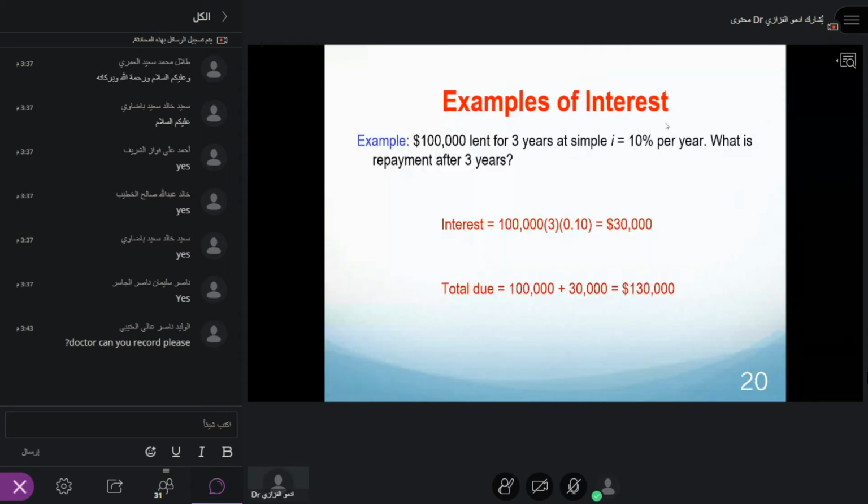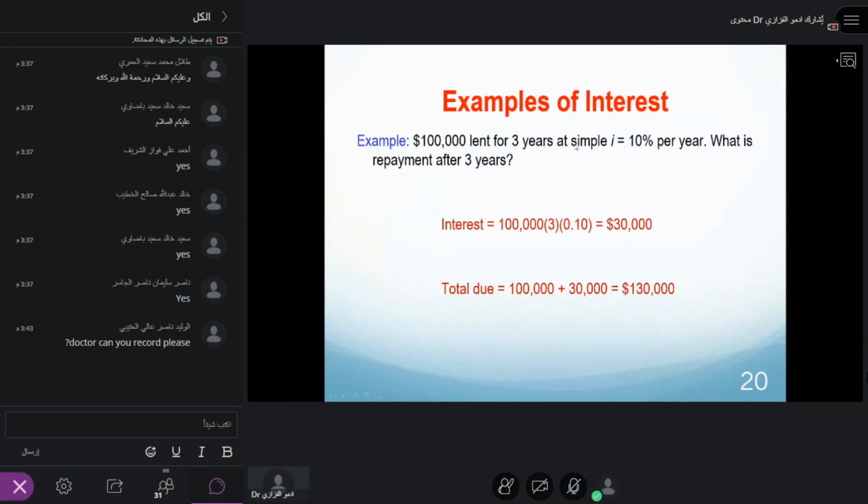So this is an example of interest, that is simple interest. $100,000 lent for 3 years at simple interest of 10% per year. What is the repayment after three years? So they want to know how much you pay after 3 years, that is the total amount you pay after 3 years.